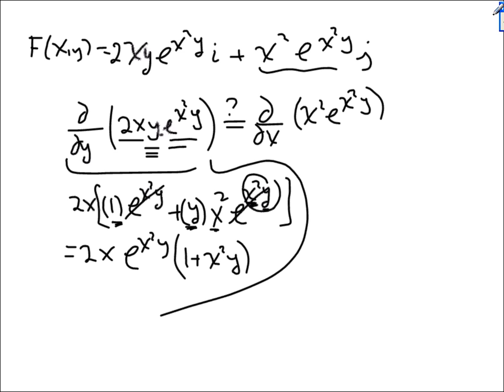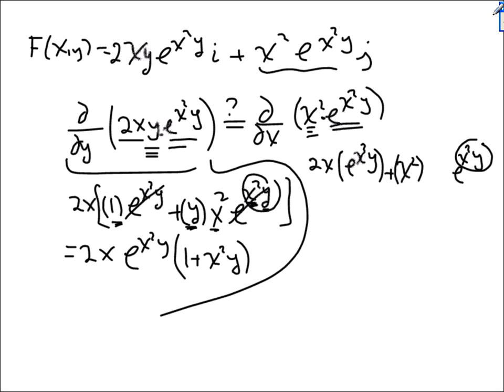The right side. It's a product. x squared has x's, and e to the x squared y has x's. And you want the partial with respect to x. So it's the derivative of the first, which is 2x, times the second, plus the first, which is x squared, times the partial of the second with respect to x. So you're going to get e to the x squared y times the derivative of that. y is a constant. The derivative of x squared is 2x.